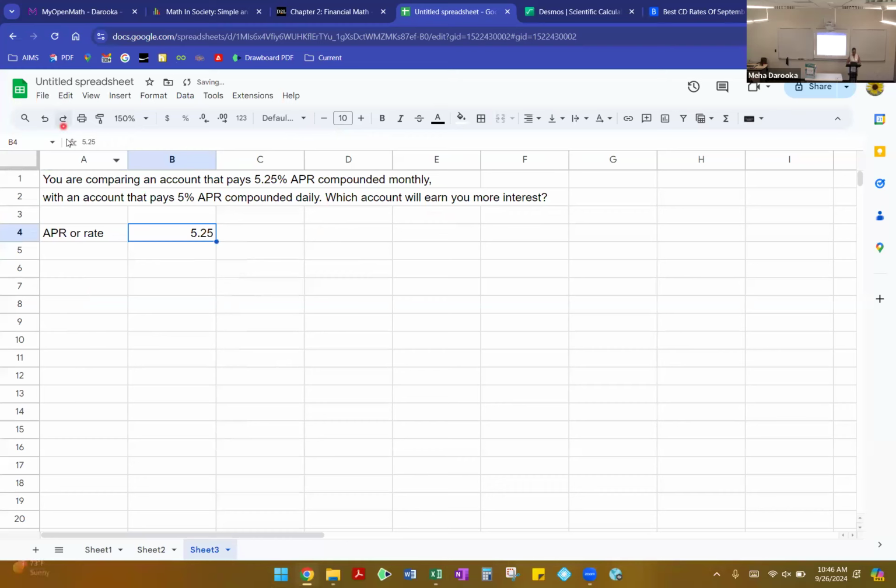And again, formatting is going to make it 525. So make sure we come back and put our decimal in there. And then our compounding period for this specific rate was monthly, right? 12%. Then for the other account, our APR is 5%. And again, we'll need to get rid of the zeros. So 5%, and then this guy was compounded daily. Now remember, for daily, we said for our calculation purposes, we're using 365.